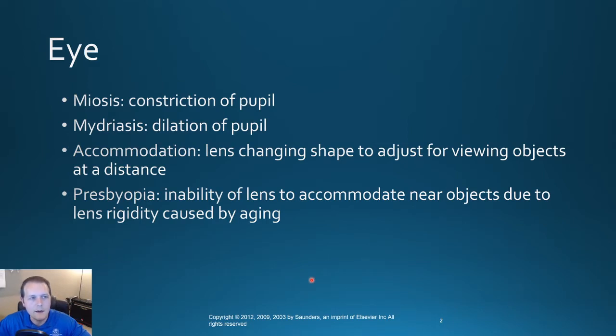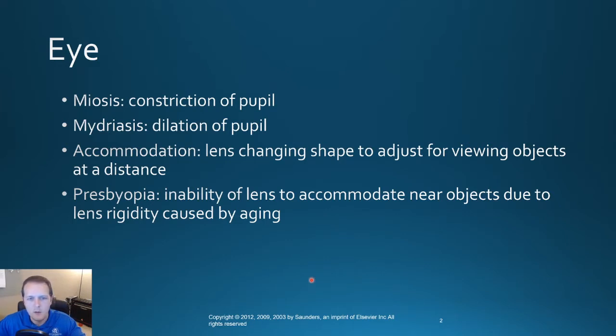And so just a few definitions to define here. When we say miosis, that basically means we're having a constriction of the pupil. It should be getting quite small. The opposite of which is going to be mydriasis, where we actually have dilation of the pupil and it should get pretty wide there. We'll find there are many medications that can cause either of these two conditions.